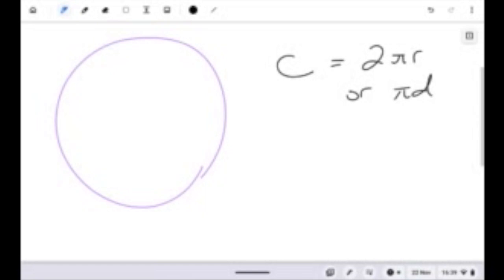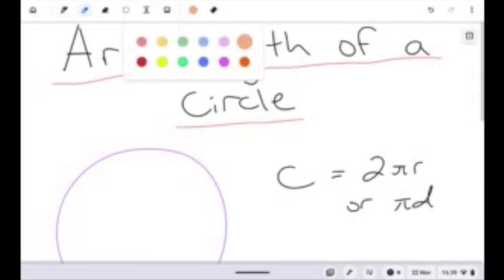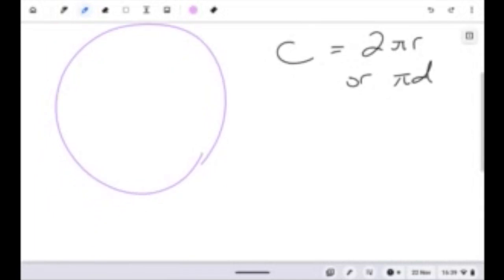Both work. Now, in this question, however, we're going to take this one step further because we don't always have full circles. We see a few different types of versions of circles, and they have a different outer length, a different circumference. So this particular thing we're going to be talking about today is called arc length. And what this means is we're looking at a portion of the circle. So let's quickly just redefine a few key ideas here.